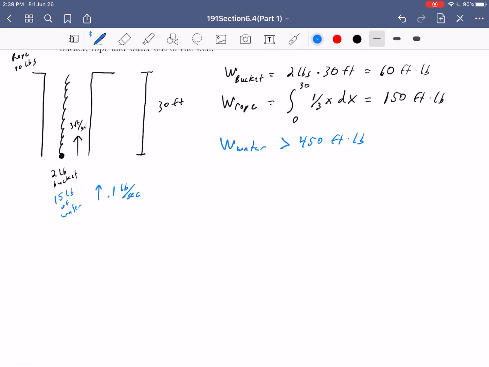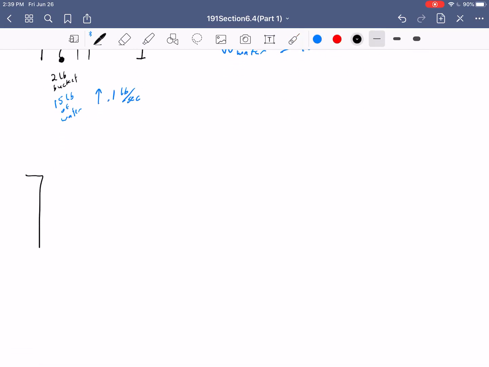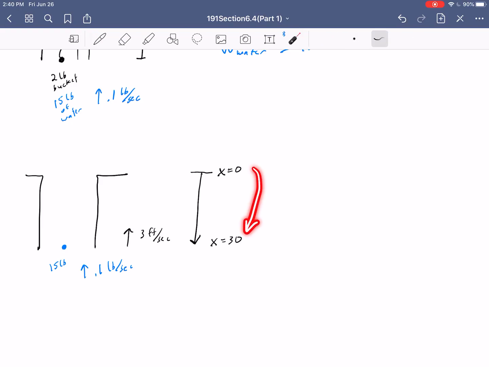So let's analyze again, just redrawing only the component we're focusing on, which is just going to be the water here. So there's our water at the bottom. It's currently 15 pounds, and it's increasing at 0.1 pounds per second. We also know that in general, this thing is being lifted up at 3 feet per second. And let's go ahead and define our axes. There we go. We'll call this x equals 0. We'll call this x equals 30. Same perspective, so we're looking down this way.